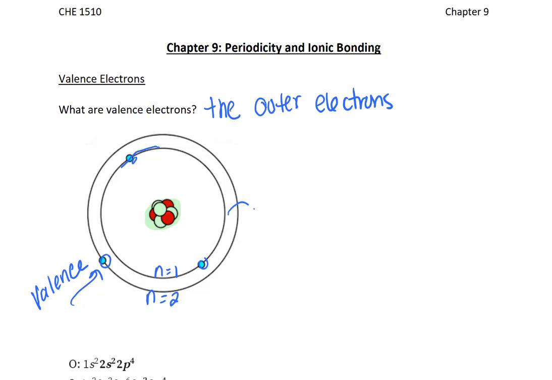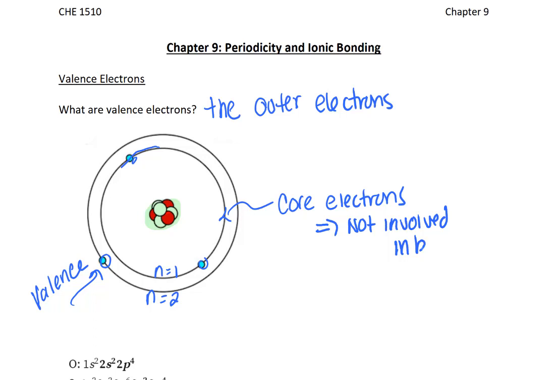The electrons in energy level 1 in this example would be the core electrons. These electrons are not involved in bonding, whereas the valence electrons are. So this is how you would pictorially figure out your valence electrons.